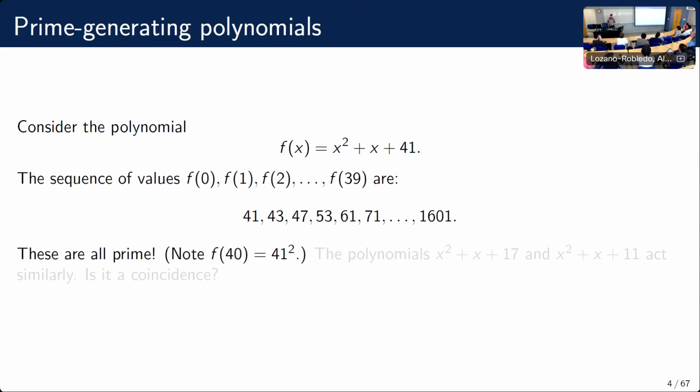And the pattern goes like this. We started 41, and then you add 2, and then you add 4, and then you add 6, and then you add 8, and so on, going all the way up. The last one in the run is 1601. What do these numbers have in common?